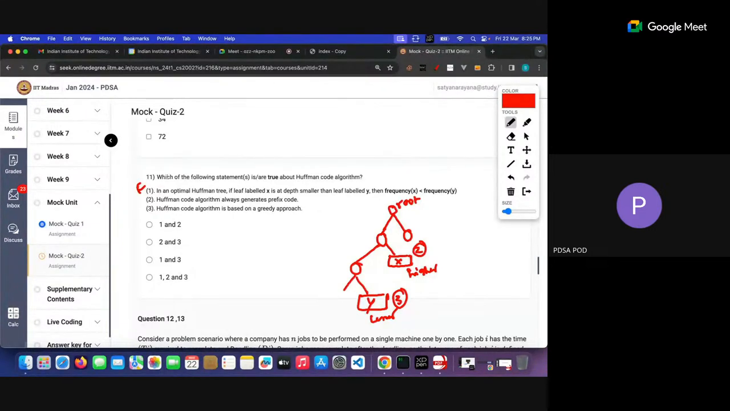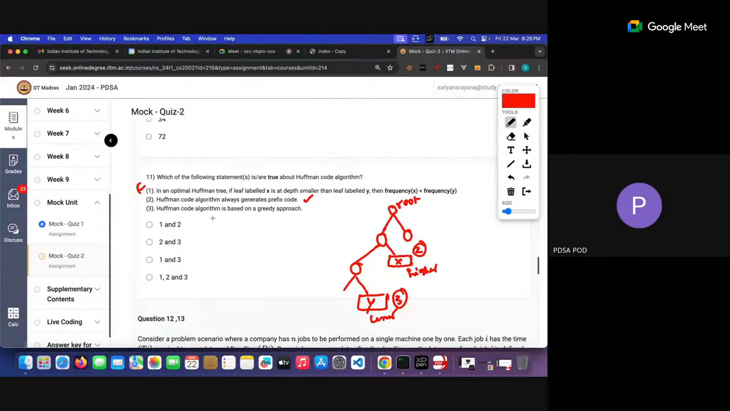And the second one is, Huffman code algorithm always generates prefix code. Yes, always. Whenever it's generating a prefix code, it tries to check that the prefix code does not match any previous codes it generated. That's more important. So that's definitely a basic rule, because whatever that particular frequency code is generated, it never matches the previously generated codes. We did a lot of examples. So 0110 and then that frequency code, the prefix code is not matched to any of the prefix codes of others. So this is true.